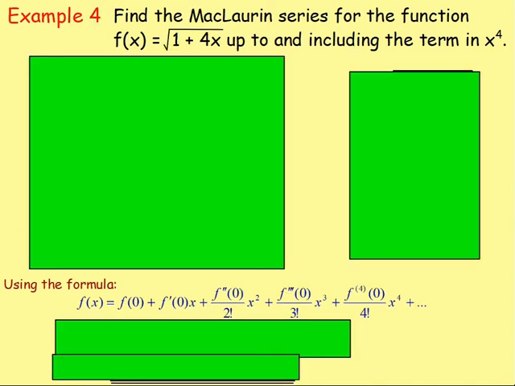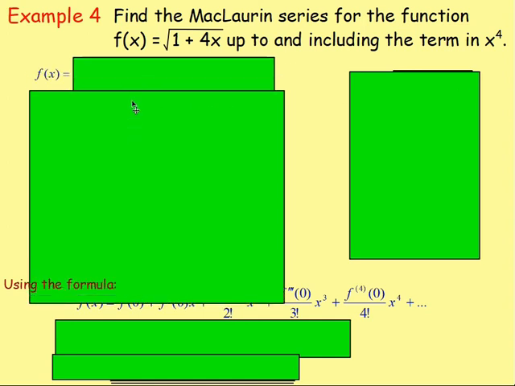Woo! Last example in this lesson 1 of MacLaurin expansion. Example 4, find the MacLaurin series for the function f of x equals the square root of 1 plus 4x, up to and including the term in x to the power of 4. So we're again starting with this function.